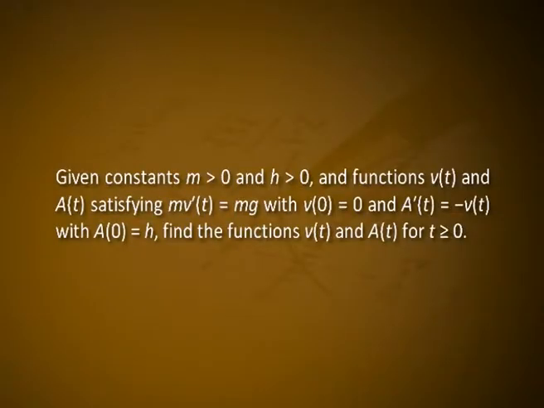The mathematical statement of the original problem is as follows. Given constants m greater than 0 and h greater than 0 and functions v(t) and a(t) satisfying m v'(t) is equal to mg with v(0) equal to 0, and a'(t) is equal to minus v(t) with a(0) equal to h. Find the functions v(t) and a(t) for t greater than or equal to 0.